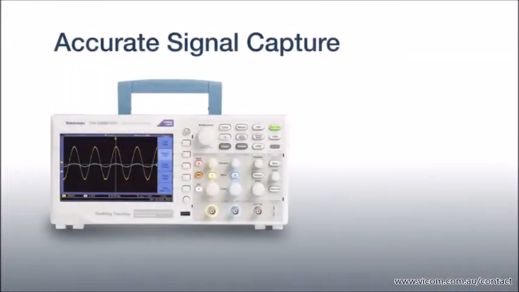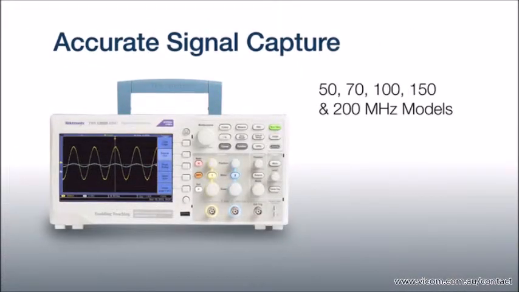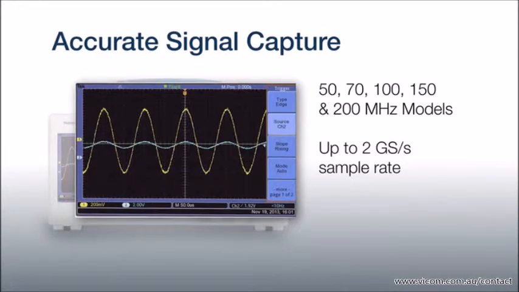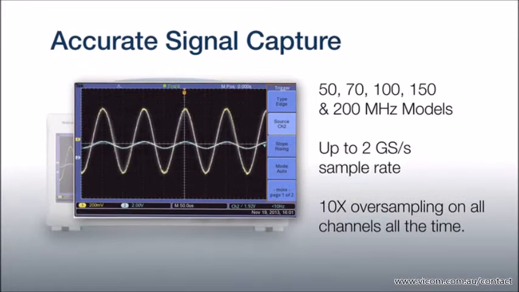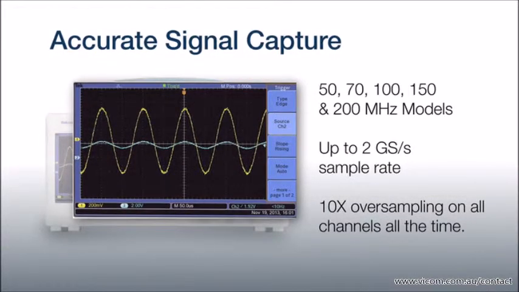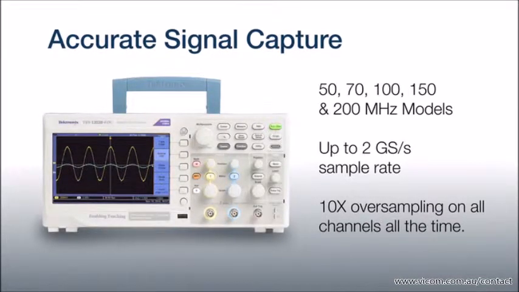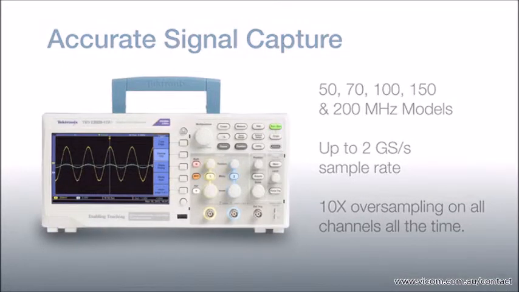It all starts with Tektronix's proprietary sampling technology. Unlike other entry-level scopes which limit the sample rate when using multiple channels, each TBS1000B-EDU model delivers 10 times oversampling on all channels all the time, and with bandwidths of up to 200 MHz, you won't have to sacrifice performance.